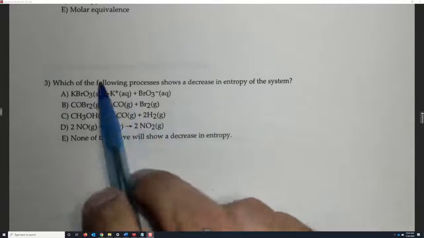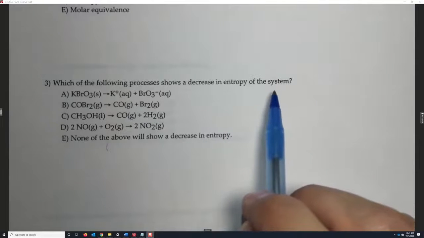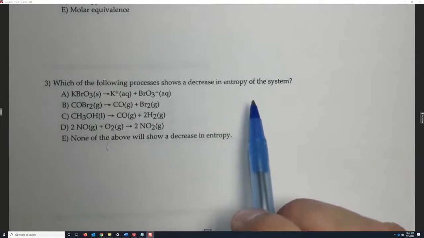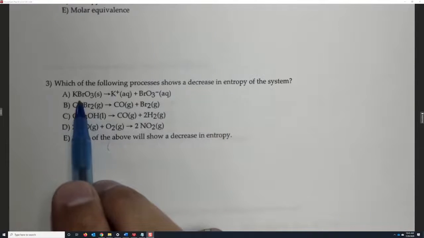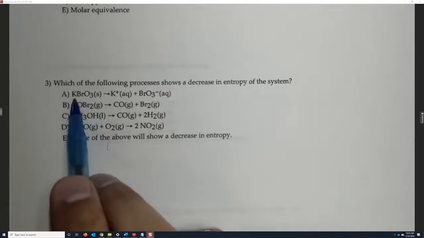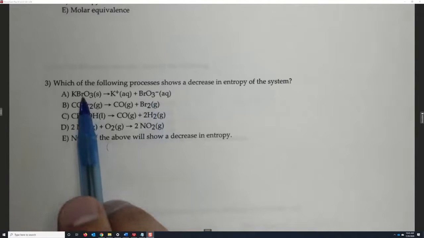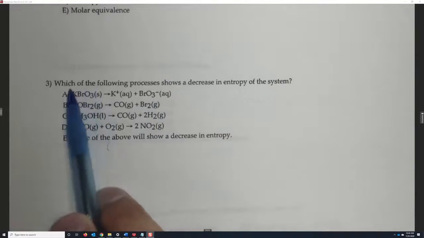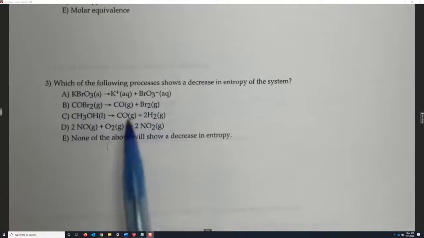Number 3 says, which of the following processes shows a decrease in entropy of the system? So decreasing entropy means that things become more ordered. In letter A, we have potassium bromate becomes potassium ions and bromate ions. In this case, entropy is increasing. The solid is more ordered, and the ions floating around in solution are less ordered.